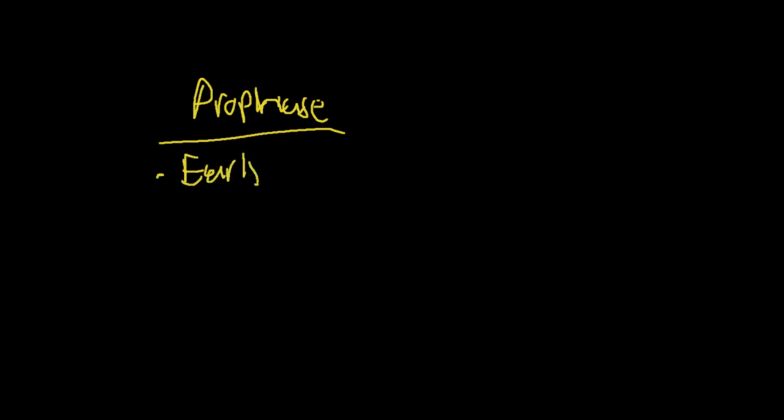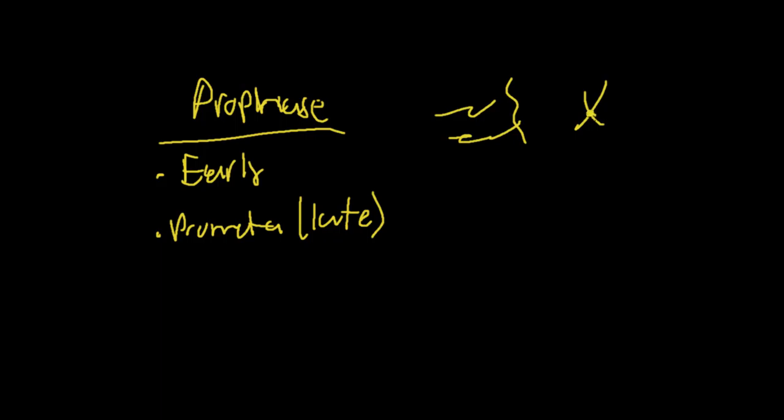So now we have prophase. There are two stages of prophase: early, and prometaphase, also called late. What we're going to talk about first is early prophase. In early prophase, the cell is going to start breaking down, and the main purpose of prophase is that the sister chromatids start to become condensed. Going from this unwound state, it's going to become something like this, where we have a centromere in the middle and two individual chromatids. These dashes just indicate that there are two sister chromatids there.